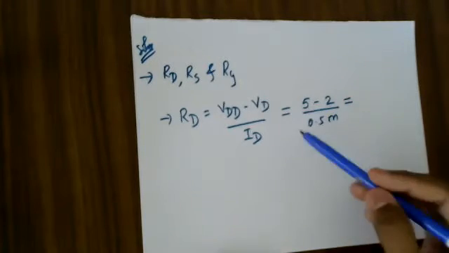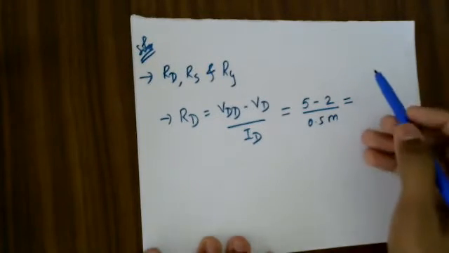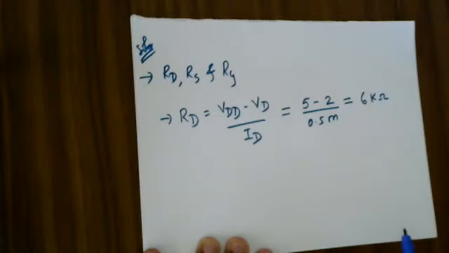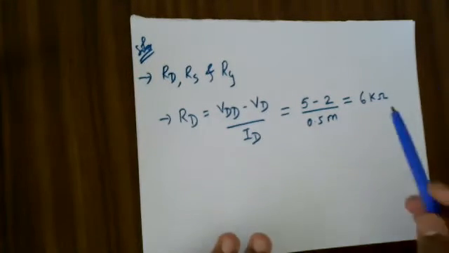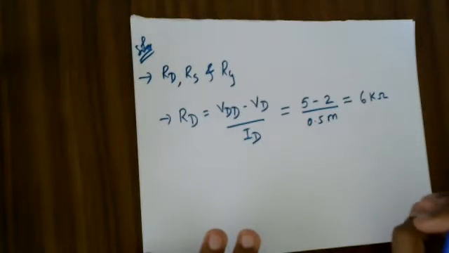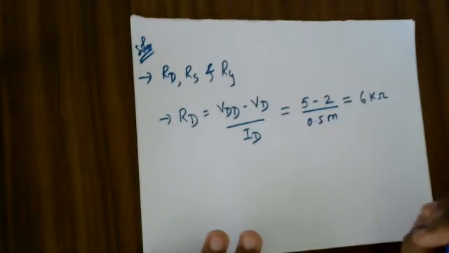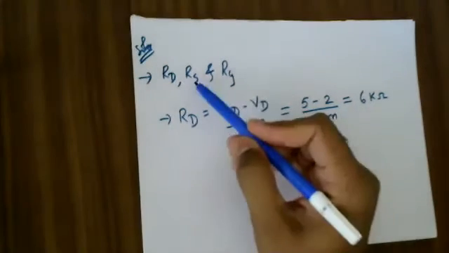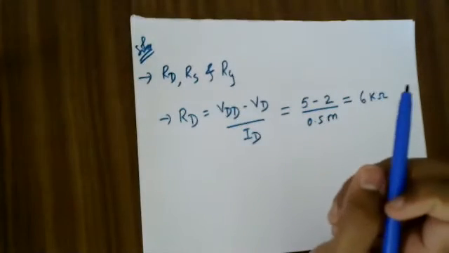What's the answer of this? I'm getting this as 6 kilo ohm. Once I know how to compute RD, the next step is to compute the value of VGS. How can I compute the value of VGS? Any suggestions from your side? Is there any equation known to you that tells how I can compute the value of this VGS?